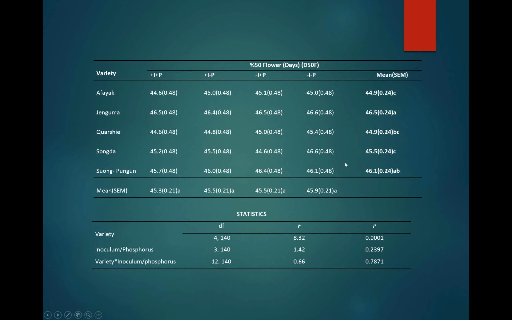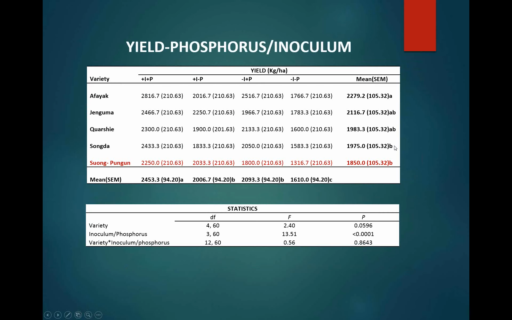Not different with Songpong, which I said we will have to treat with caution. And then the lowest coming from Apayak. For yield, I had no interaction with the treatments and varieties, but the main effects showed some differences. Apayak wasn't significantly different in terms of yield with Janguma and Kwashi, and with Janguma, Kwashi, and Songda, and then Songpong, not significant difference. And we can see the statistics down at the bottom.